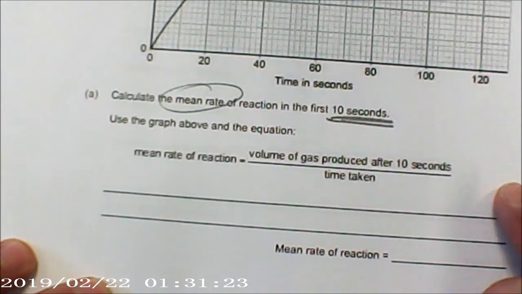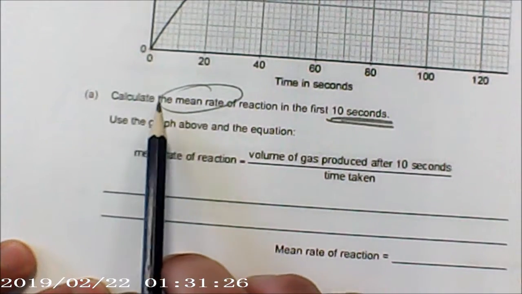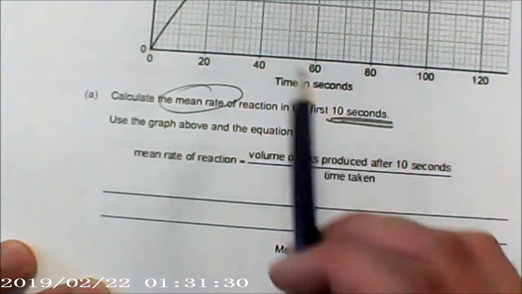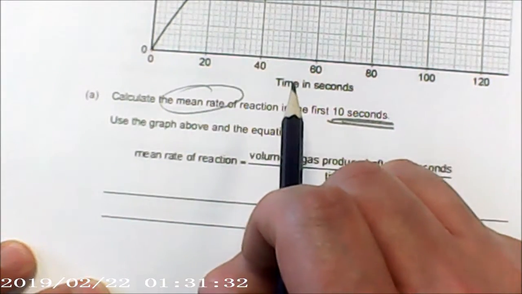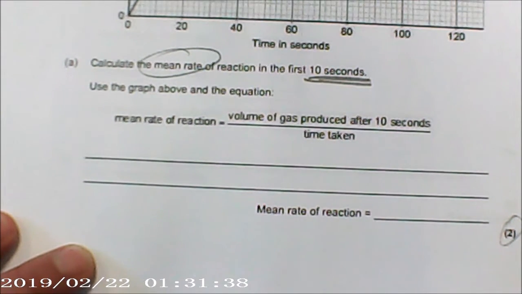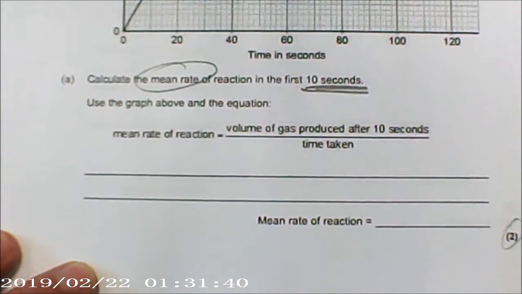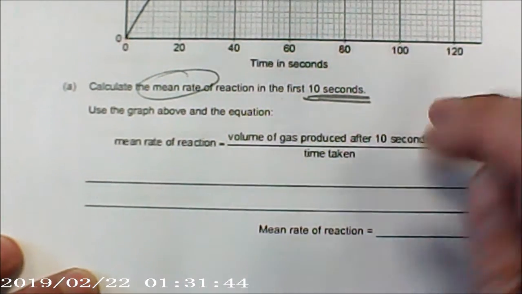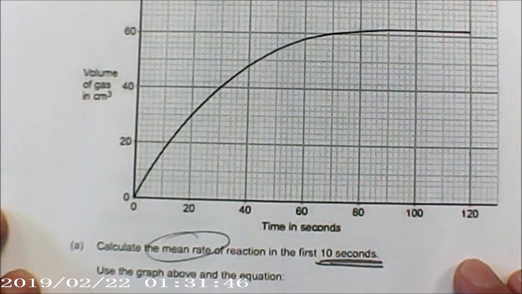That's where you just find the information and put it into the equation. If it had said calculate the rate of reaction at 10 seconds, that's when you would need to draw your tangent. You can work out it's only going to be worth 2 marks. So that means there's 2 things you have to do. 1, find the information. 2, do the calculation. So there's not going to be a tangent involved in this.